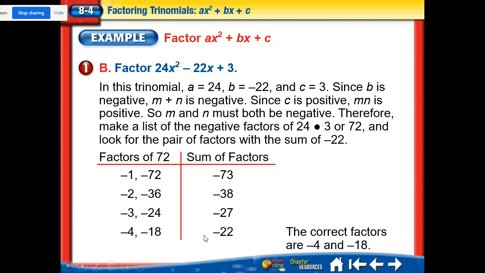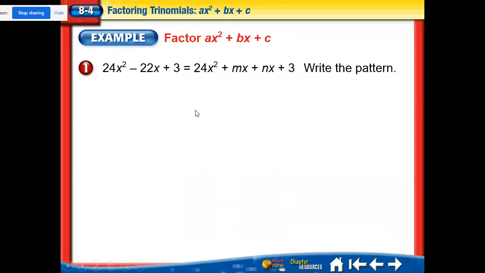Now again, we don't write it as 4 and 18. We go ahead and split the b. And we're going to take this value and make it a grouping. So it's 24, and then we're going to put 4 and 18. So 4 and 18 goes in there.